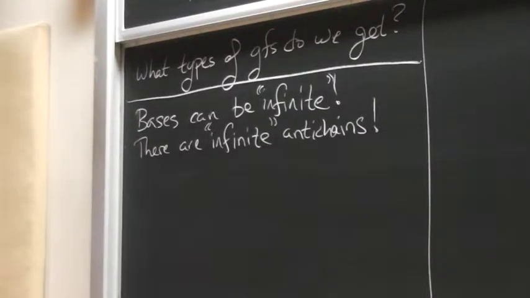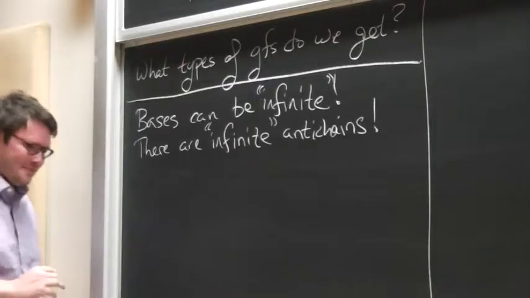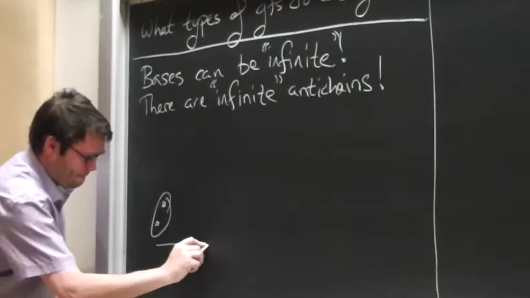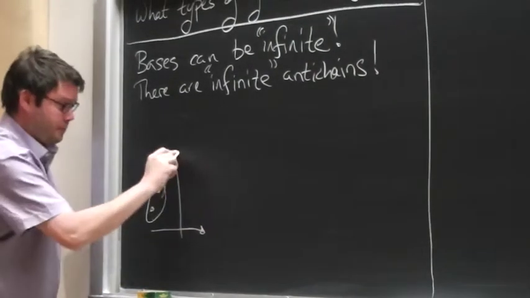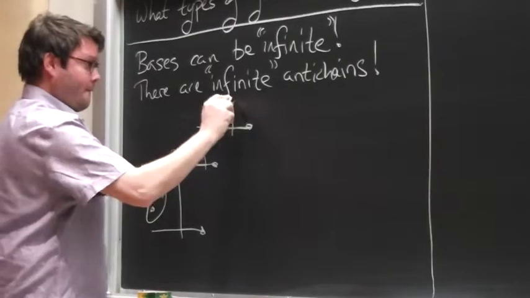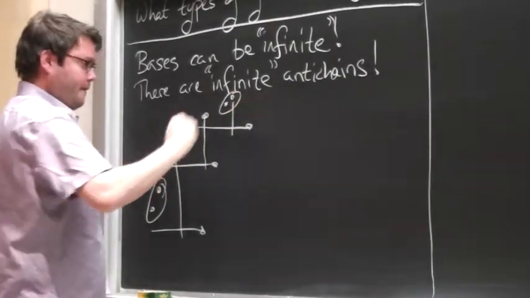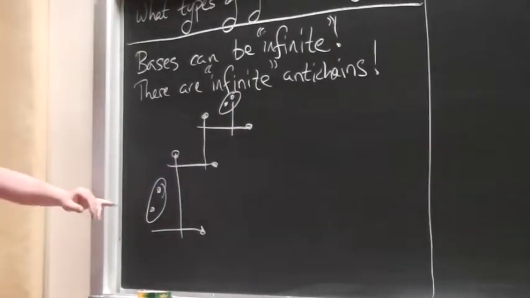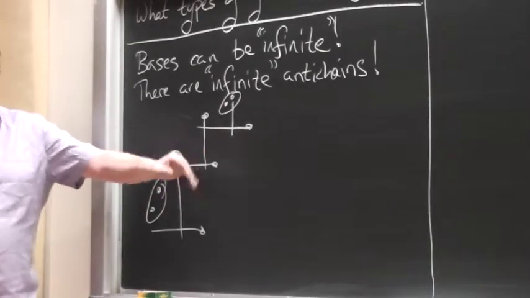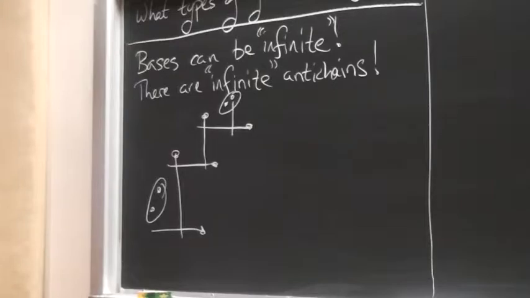And this is actually fairly easy to see. Let me just draw you a picture of one. The lines are just to help me draw this thing. So this is the permutation 2, 3, 5, 1, etc. And the reason this is an infinite antichain is actually very easy to see.